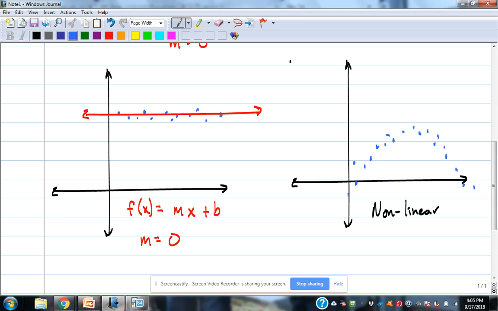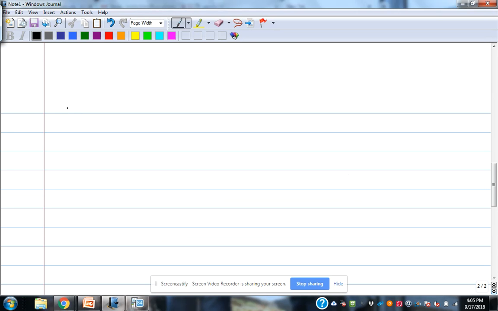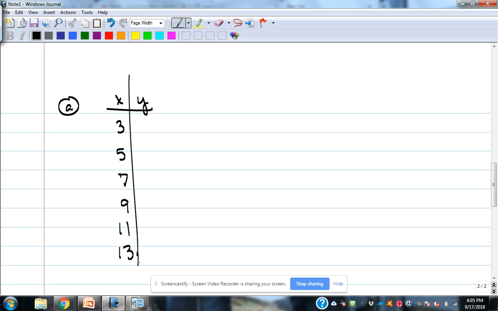So dealing with that. All right, so let's talk about the actual writing of the equation. So I'm going to get a table here. Call this example A, and I'm just going to put some x values and some y values. 3, 5, 7, 9, 11, 13. Those are my x values. The y values that go with them: 0, 2, 3, 6, 9, and 11.